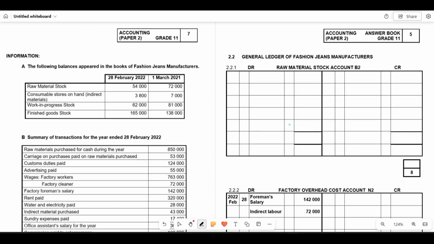Now, this is our raw material stock account. And as I've said, this account would increase on the debit side and it would decrease on the credit side. So now, first, I'm gonna start with my opening balances, right? So my opening balance, which is my balance brought down. So remember here, this is at the beginning of the year. So this would be at 2021 March 1st. And here, it's my balance brought down.